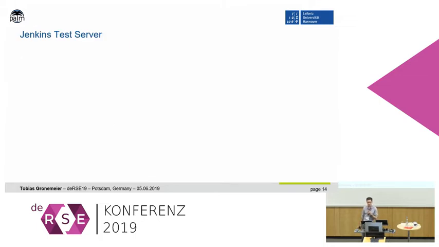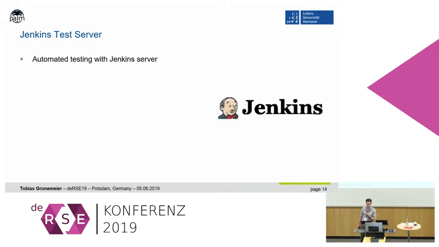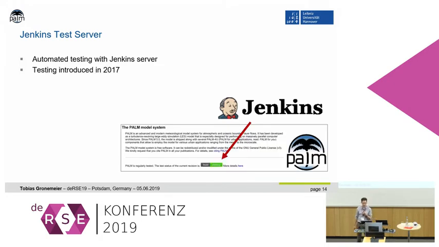Then we also use a Jenkins test server. I think most of you already know what Jenkins is, or what a Jenkins test server is. It's automated testing with a Jenkins server. And we introduced this only in 2017, although the code development started in 1997. So after 20 years, we finally have automated testing.